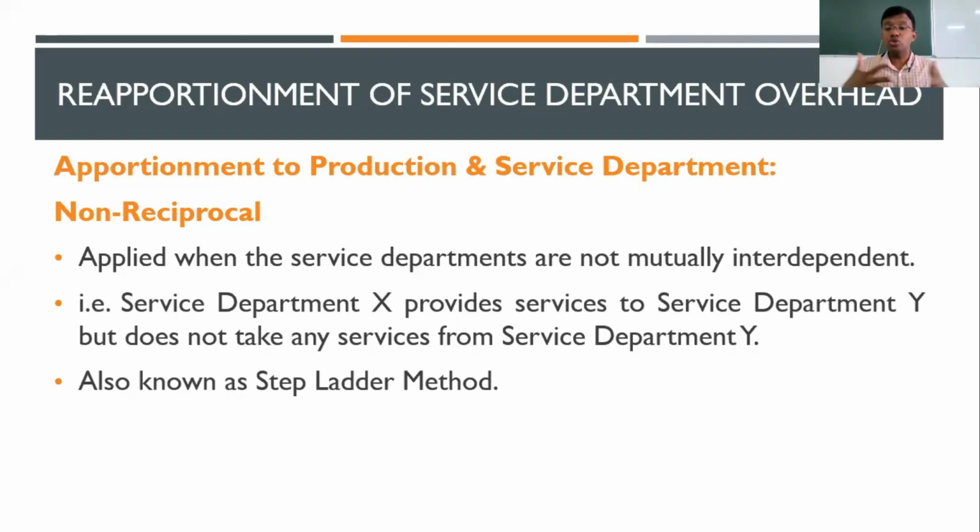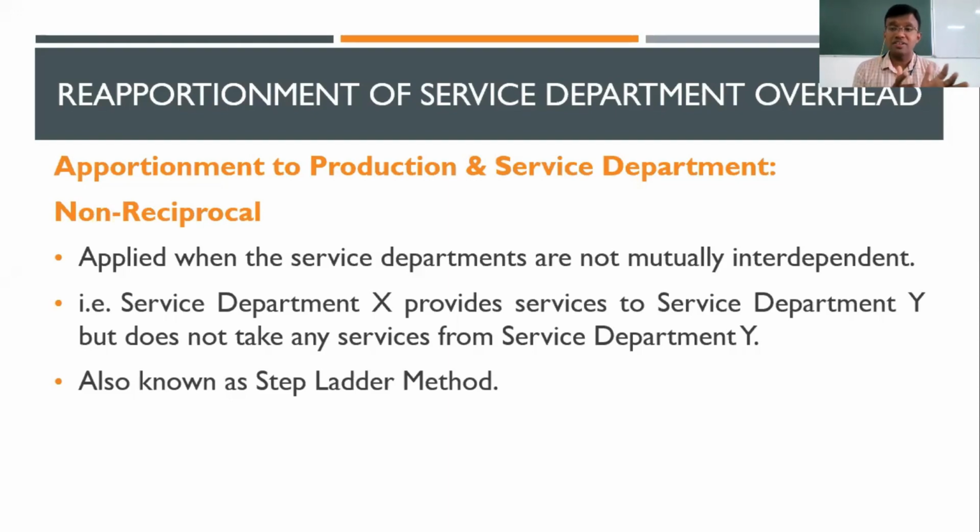So here there is no mutual interdependence between the departments. Y provides services to department X, but Y does not depend on department X for any kind of services. So this is what is called non-reciprocal. I can give you one best example for this. We can think of the example of a cafeteria in an organization.